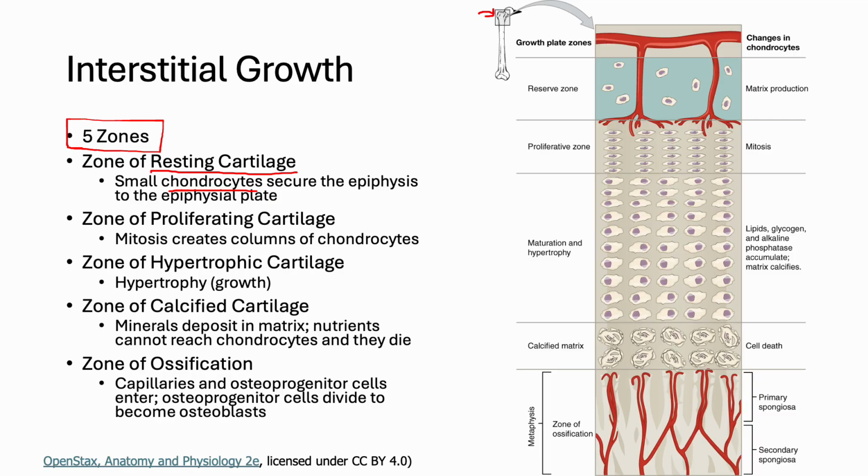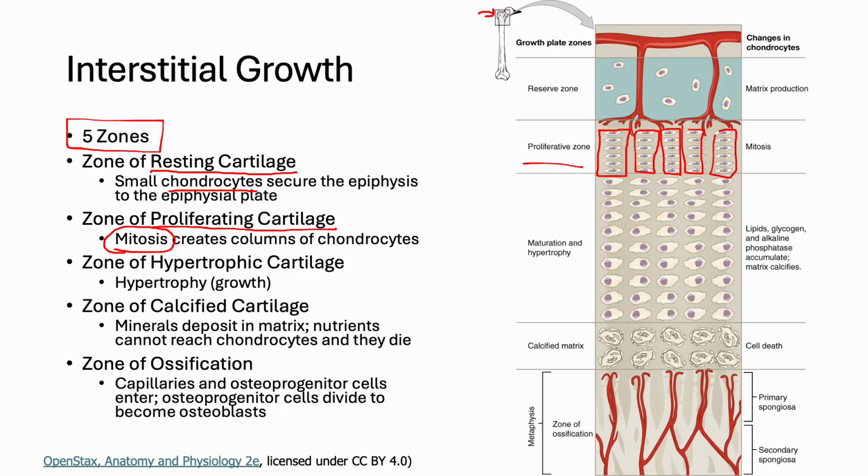Now the next zone is the proliferating cartilage, or the proliferative zone. When you think about this zone, what's important is that we have a lot of cell division happening. So mitosis is occurring for these chondrocytes, but it's occurring in a specific way. Notice they're stacking up as if you had those old coins stacked in a sleeve. So you have mitosis creating these columns of chondrocytes here.